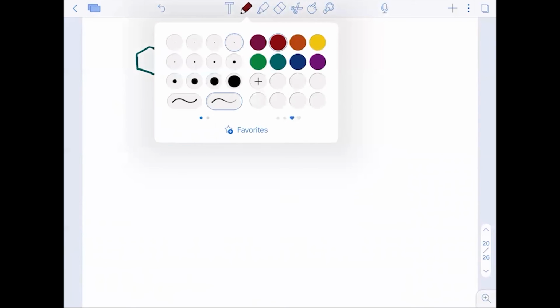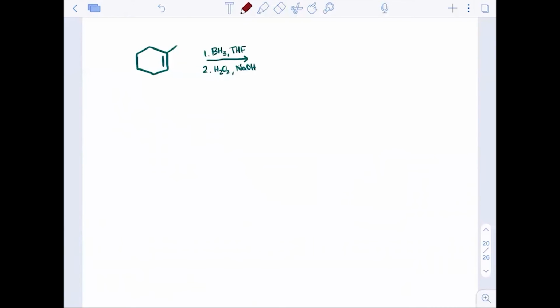Let's go ahead and just try one more so that we can start to see that syn addition and what it actually means. So BH3, solvent THF there, just to understand the dimer does not form and we actually get a reaction happening. In that first step, I want to do it here for us to show again just that syn addition.